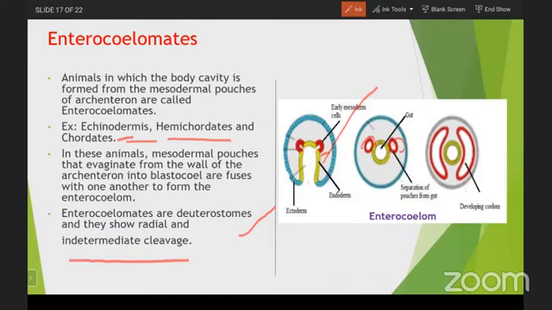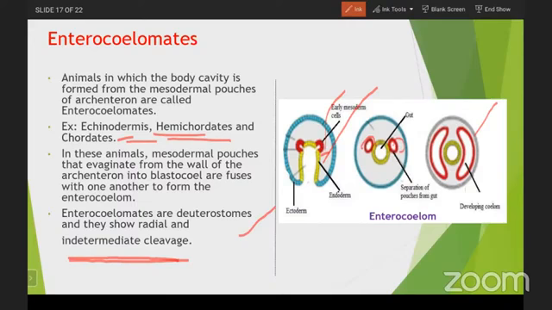These are animals in which the body cavity is formed from mesodermal pouches, which are formed from the archenteron. Here, this is the archenteron, and the mesodermal pouches split off into the body, and by the fusion of these pouches a coelom is formed. That is known as the enterocoelom. Examples: echinoderms, hemichordates, and chordates. And the cleavage is indeterminate cleavage.